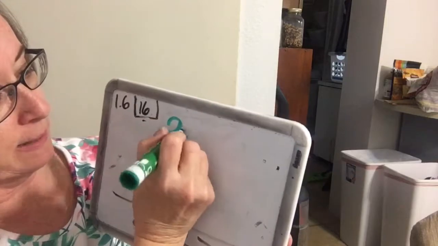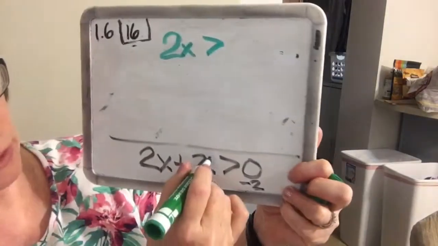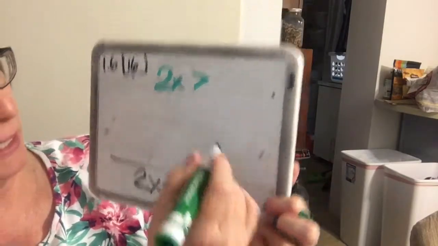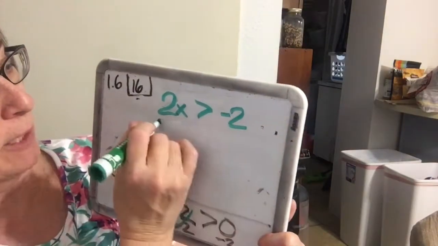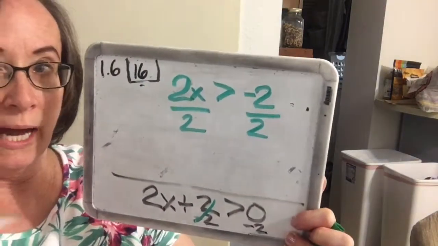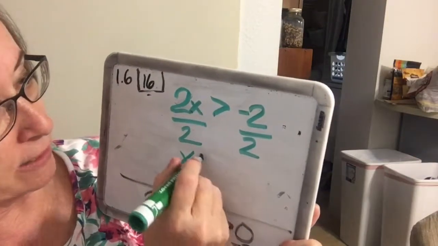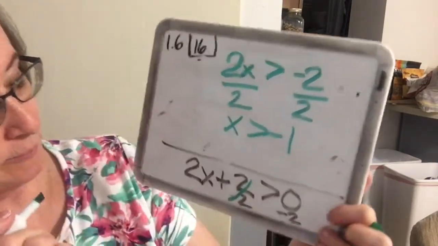So we have 2x is going to be greater than, and now the 2 cancel, and then I get a negative 2 over there. So now I'm going to divide by a 2, but since I divided by a positive 2, I do not have to flip my sign around. So I have x is greater than negative 1, all right?